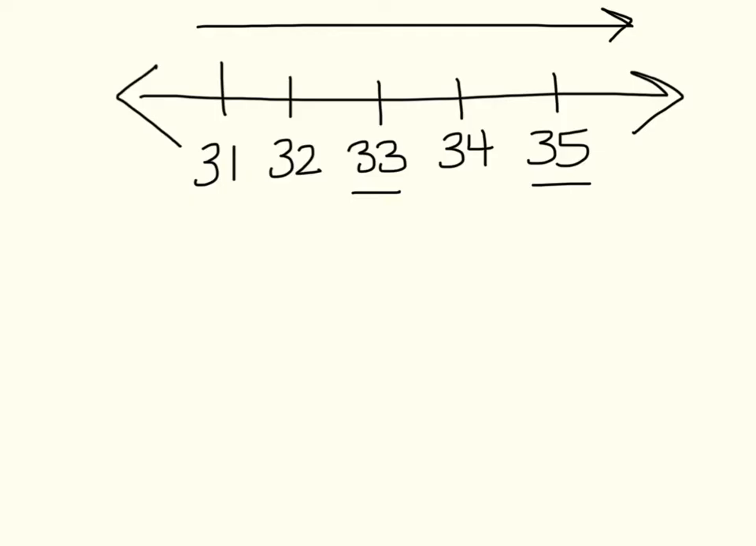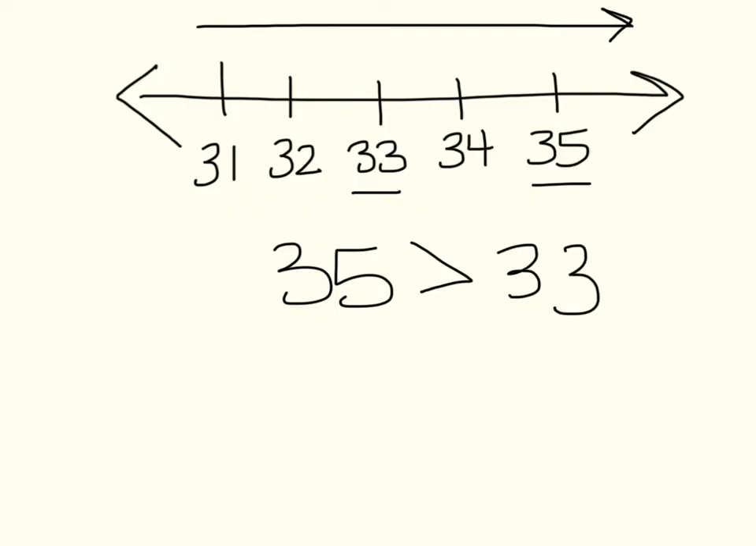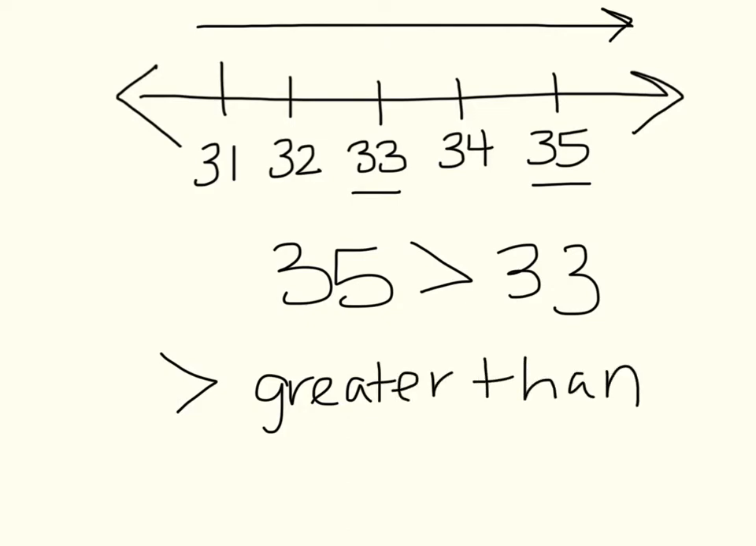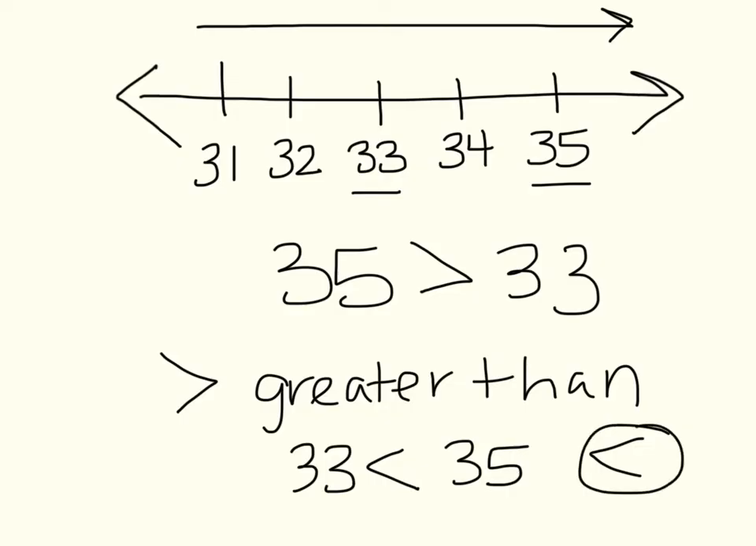We can write this as 35 is greater than 33. This symbol always means greater than. We could also write this statement of inequality as 33 is less than 35. This symbol always means less than.